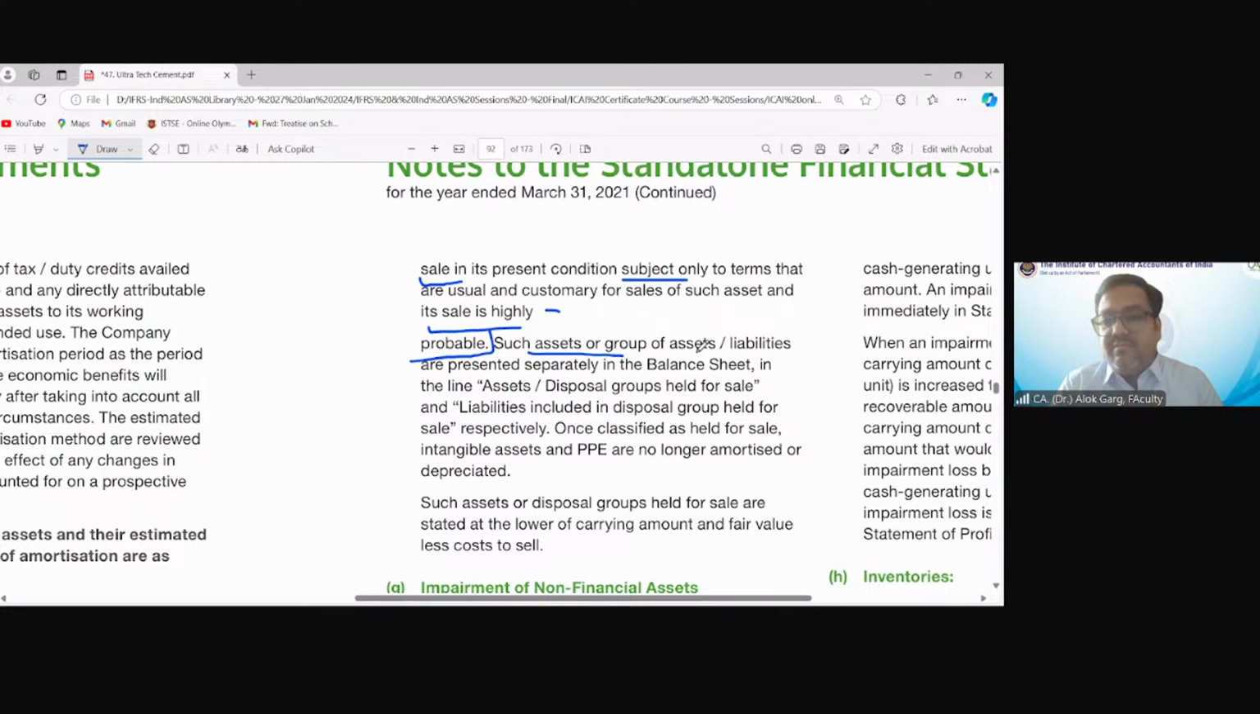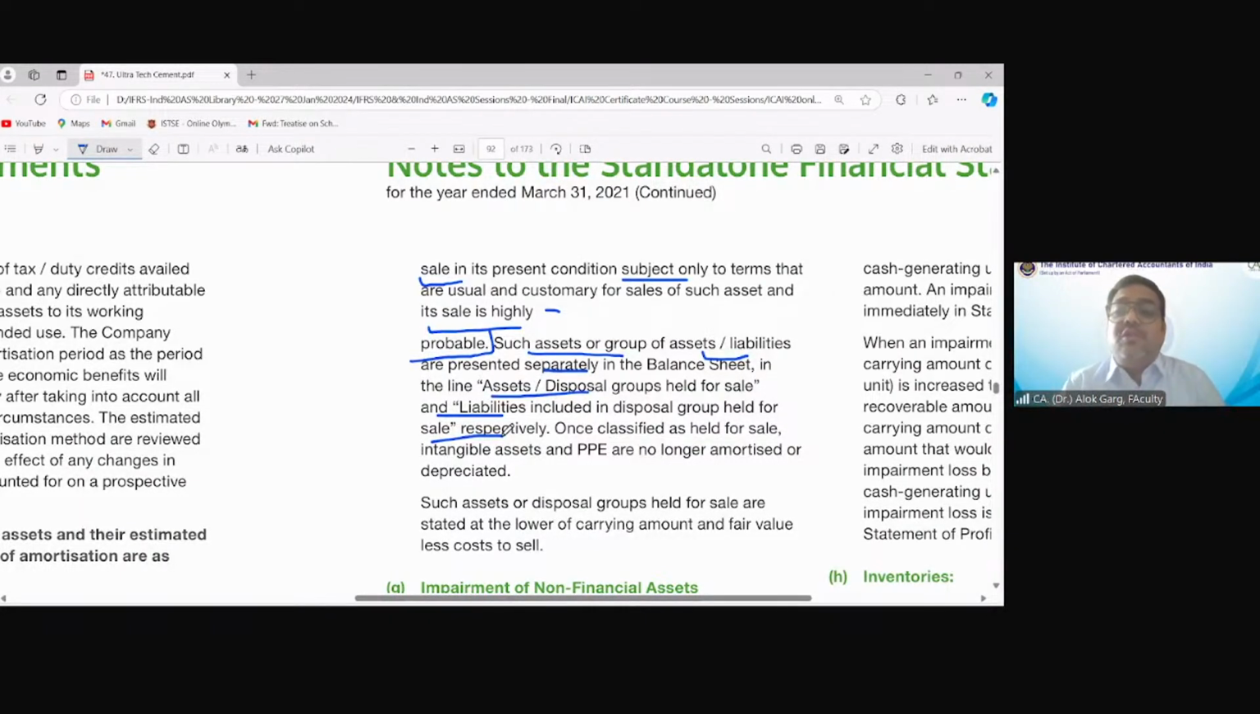Such assets, or the group of assets and the liabilities, are presented separately in the balance sheet, in the line items: asset disposal group held for sale, and liabilities included in the disposal group held for sale. So this individual asset held for sale, if it is a NCHFS or disposal group held for sale, has to be shown separately on the face of the balance sheet. It will come under the current asset side.